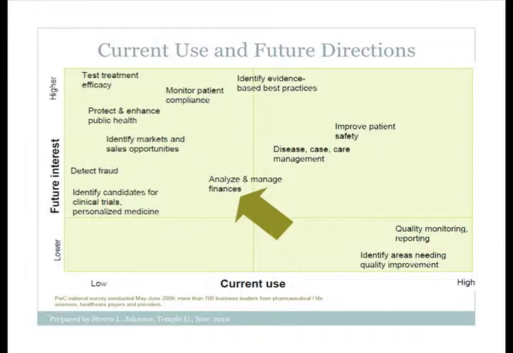Some other things with lower levels of interest, but that can also be done, include identifying candidates for clinical trials or personalized medicine. These are way down the road, but could also be done. I think we've got a lot of other lower hanging fruit first, but you can see that there are a lot of different things that could happen.